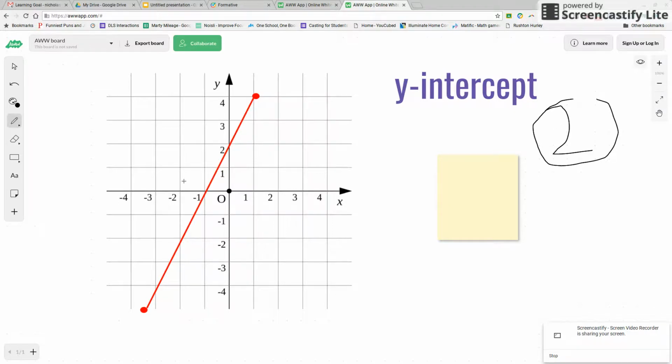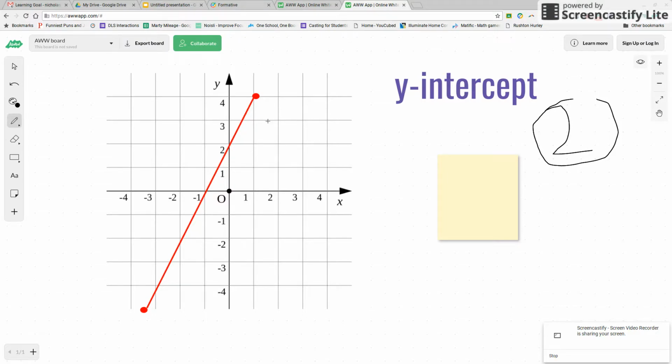Now, in the future, you're going to learn some formulas of how to find it, but for our purposes during this unit, I just want you to know what is the y-intercept. Can you solve it? Can you eyeball it and tell me where it crosses? And remember that a y-intercept is wherever a line crosses that y-axis.